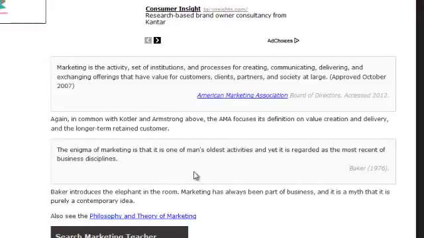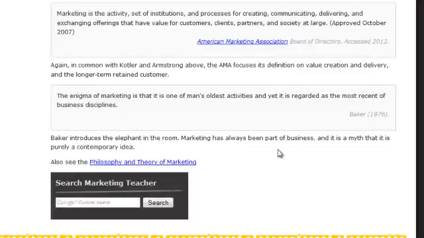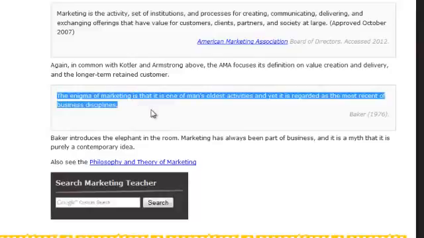Finally, let's take a quick look here at what Michael J. Baker, the British academic, says. The enigma of marketing is that it's one of man's oldest activities, and we know if you go back to Pompeii that they found wine jars and bottles with motifs and stamps which are basically original brands, so it's not new, and yet it's regarded as the most recent of business disciplines, which obviously it isn't. It has a huge history.